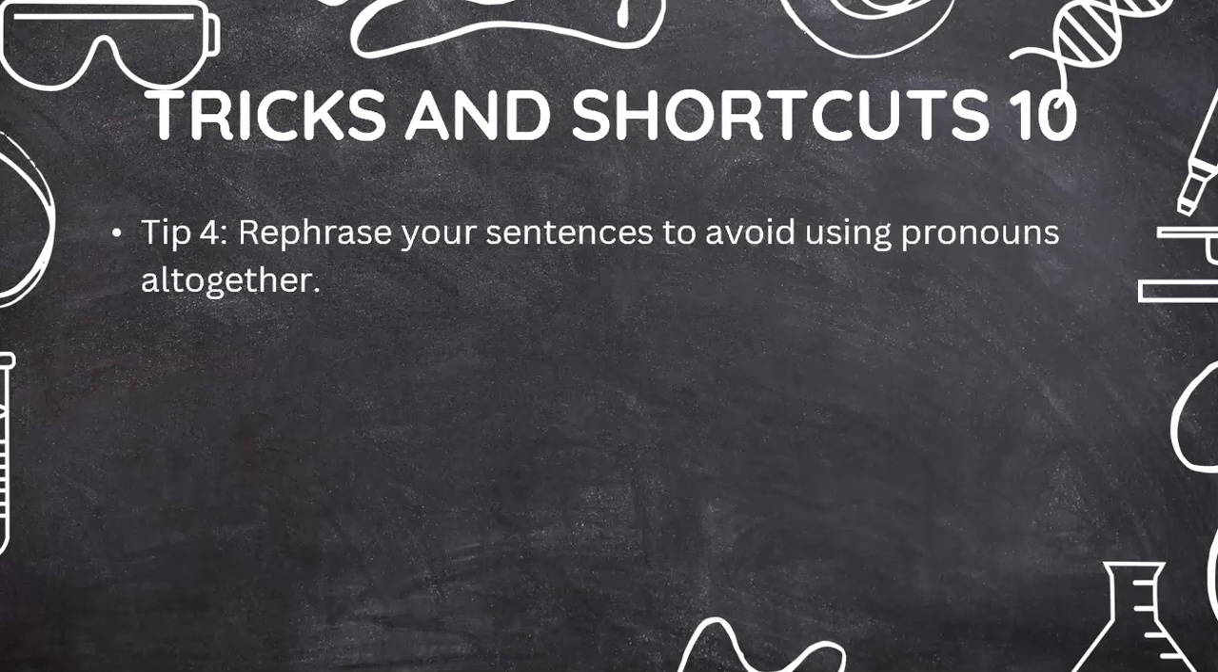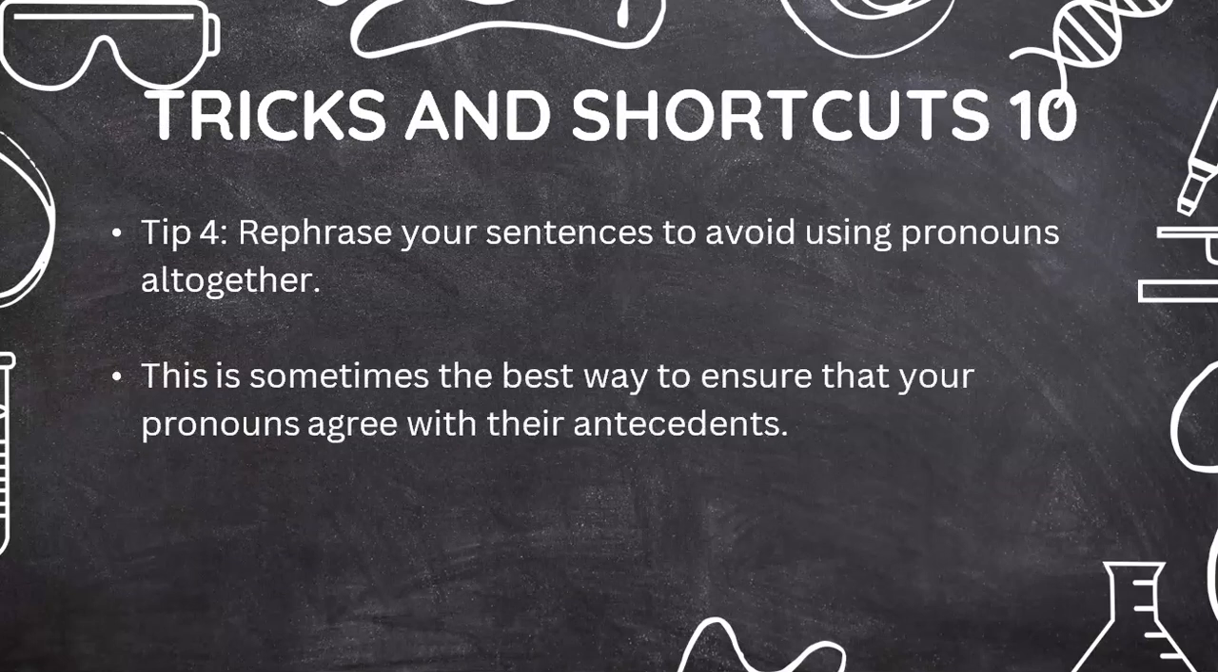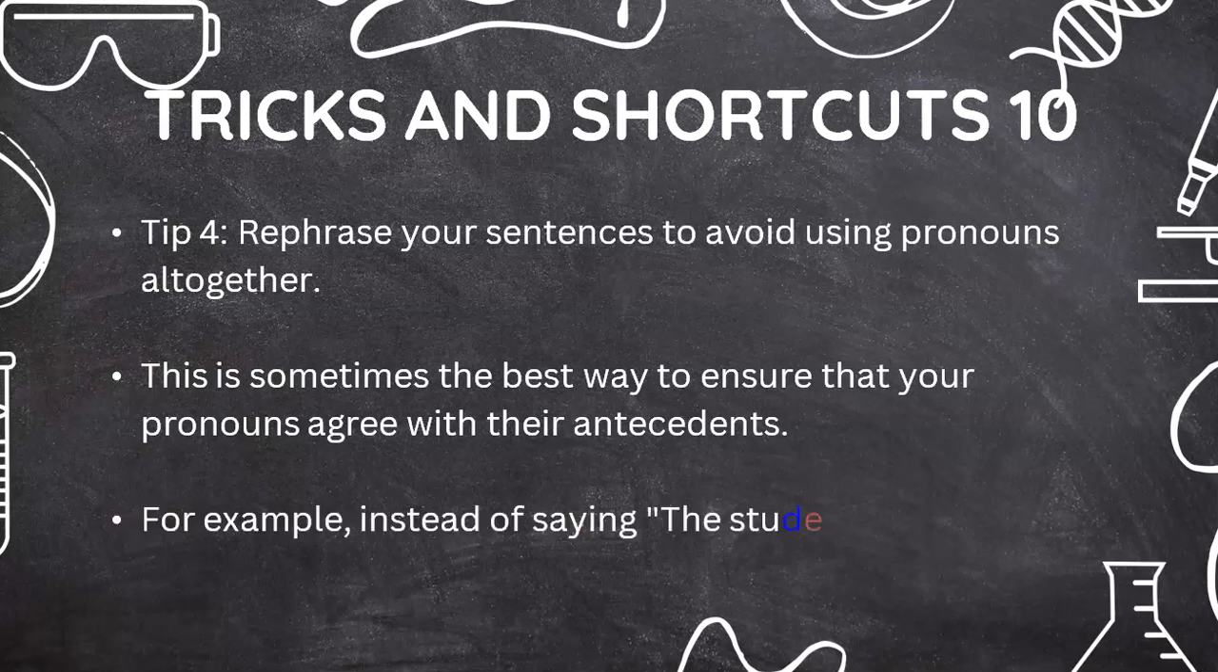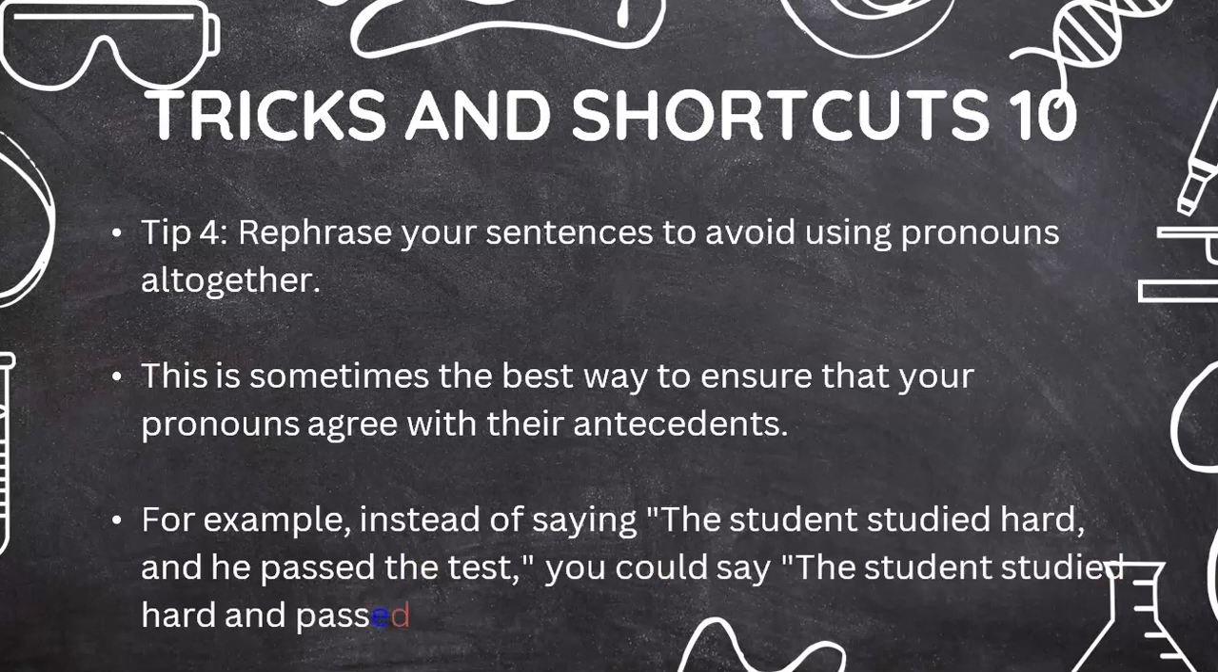The next tip is to rephrase your sentences to avoid using pronouns altogether. This is in fact the best way to ensure that your pronouns agree with their antecedents. For example, instead of saying the student studied hard and he passed the test, you could say the student studied hard and passed the test, because in the word student, the gender of the student is not specified, right? So it is always safe to refrain from using the pronouns here.